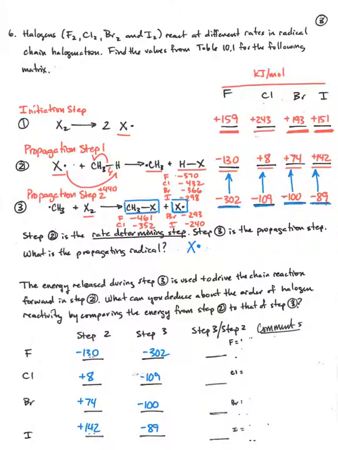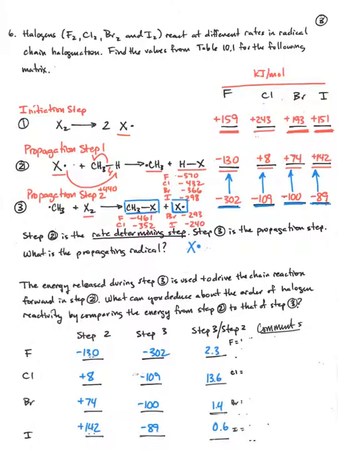So what we are looking for is energy to be released from the second propagation step that will overcome the energy needed for the first propagation step. If we take step 3 divided by step 2, we see that for fluorine we get 2.3, chlorine we get 13.6, bromine 1.4, and iodine 0.6.